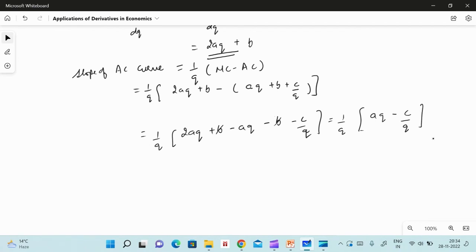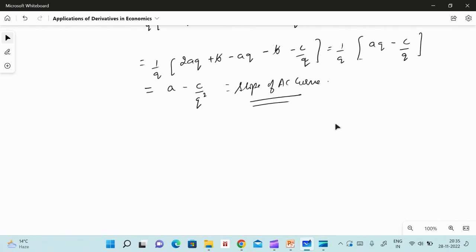Clear? So this is my thing. I will get A minus C by Q square. So this is my slope of the AC curve, right? So this is the third part. So ultimately we have solved all three parts: MC, AC, and slope of the AC curve. Clear? So I hope now the concept is clear to you.